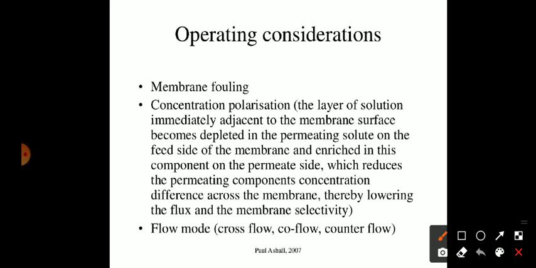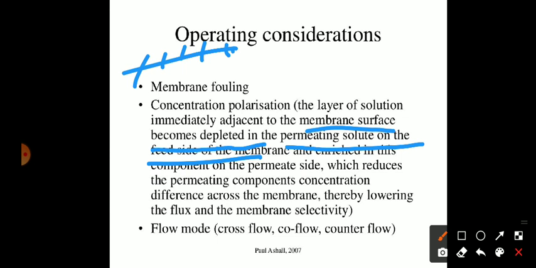The concentration polarization, the layer of solution immediately adjacent to the membrane surface becomes depleted in the permeating solute on the feed side. Membrane and so exactly क्या है, मेम्ब्रेन के ऊपर ये क्या हो जाएगा, ये पूरा लेयर बन जाएगा. किसका लेयर बन जाएगा, जो भी रिटेंटेड मटेरियल है उसका.